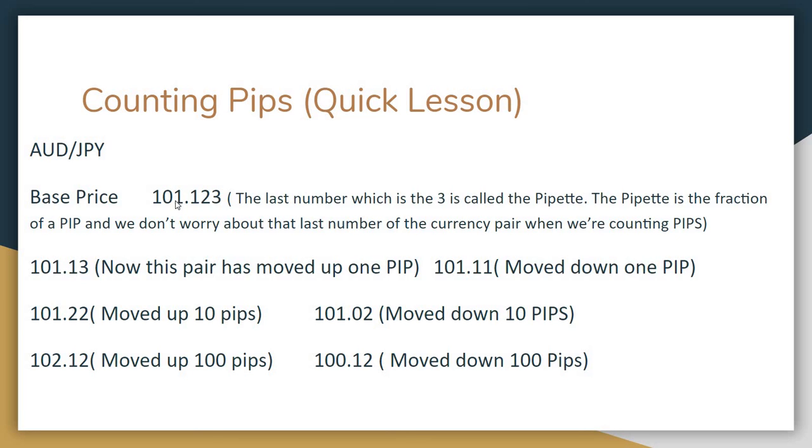And same thing with the hundreds place. Whenever this number right here, the 1 right here, is moving up 1, it's moving up 100 pips. Whenever this number is going down, it's moving down 100 pips. That's the secret of counting pips: knowing your ones, your tens, and your hundreds place. Don't worry about the pipette. The pipette doesn't matter when you're counting pips.